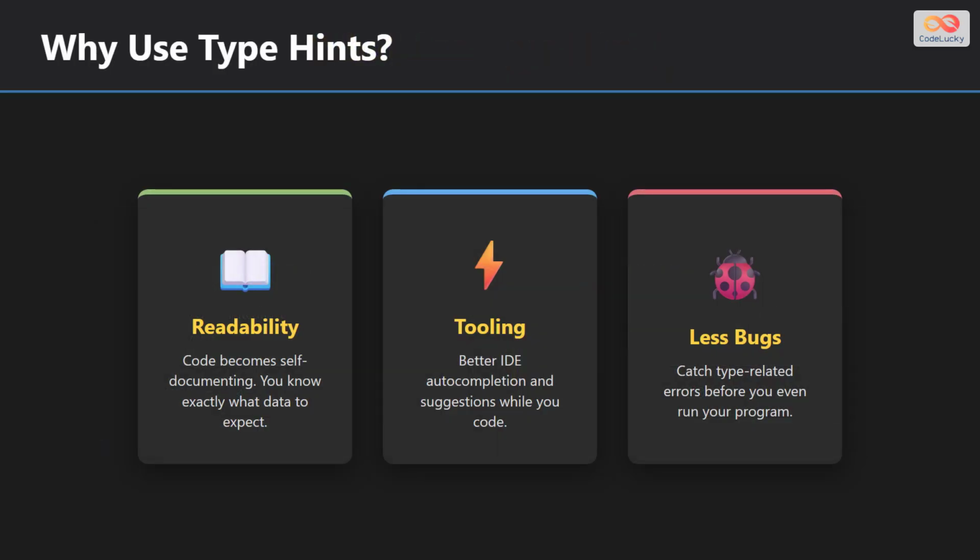Why should you bother typing extra code? 3 main reasons. 1, it makes your code readable. You know exactly what a variable holds. 2, your code editor gives you better suggestions. And 3, you catch bugs early, long before you run your program.